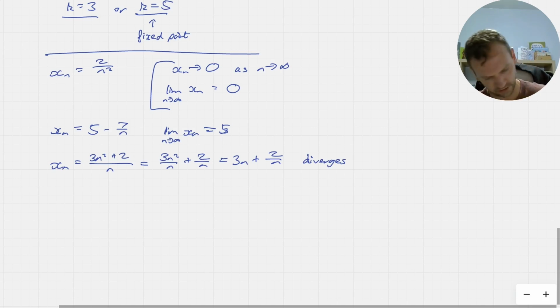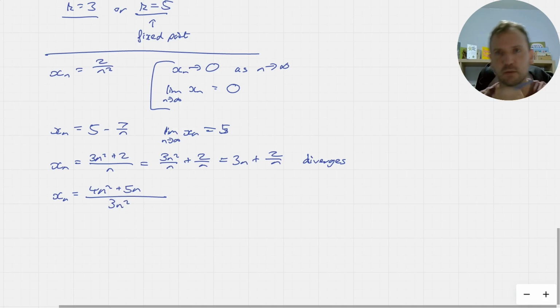Okay, next one to look at, a couple more, just getting gradually more complicated here. What if we've got xn is equal to 4n squared plus 5n all over 3n squared? Well, in this case, we've got a quadratic term on the numerator and a quadratic term on the denominator, so they're going to grow roughly as quickly as each other.